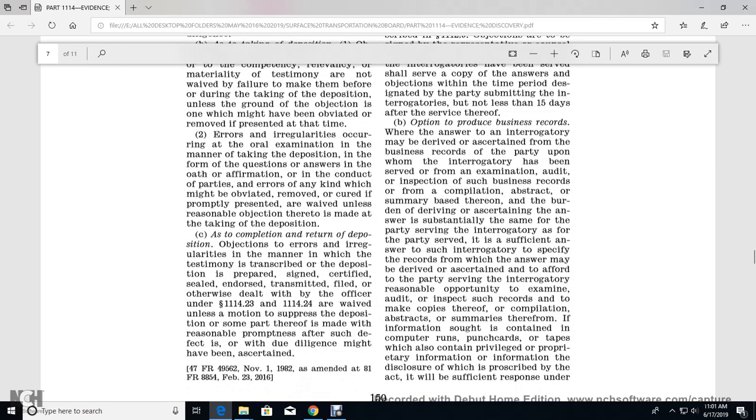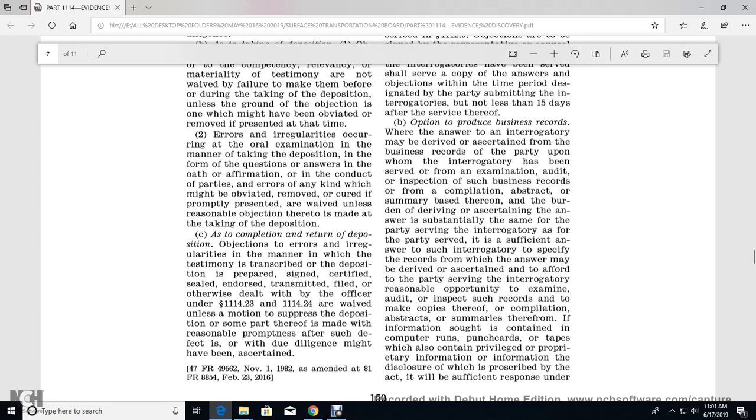Option to produce business records: where the answer to an interrogatory may be derived from the business records of the party upon whom the interrogatory has been served, from the examination, audit, or inspection of such business records, or from a compilation, abstract, or summary based thereon, and the burden of deriving the answer is substantially the same for the party serving the interrogatory as for the party served, it is a sufficient answer to specify the records from which the answer may be derived, and to afford the party serving the interrogatory a reasonable opportunity to examine, audit, or inspect such records and to make copies, compilations, abstracts, or summaries thereof.